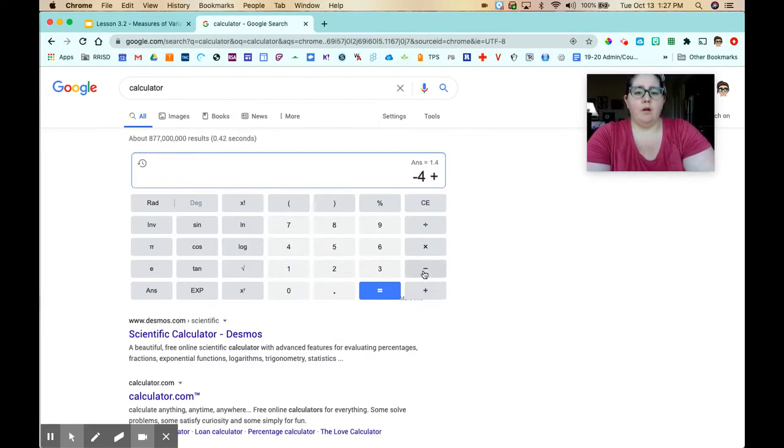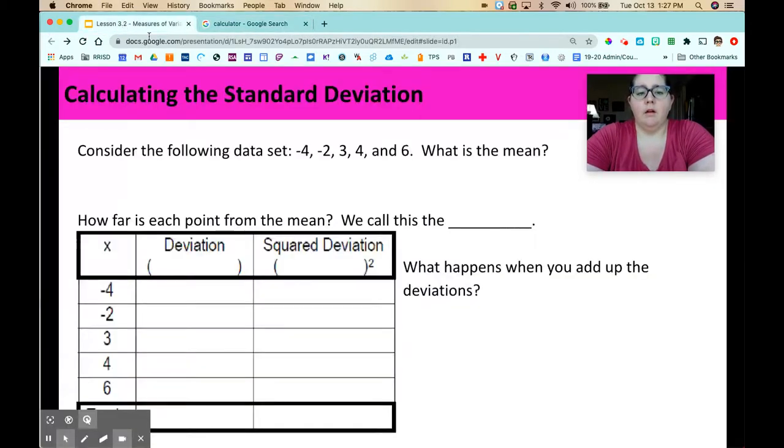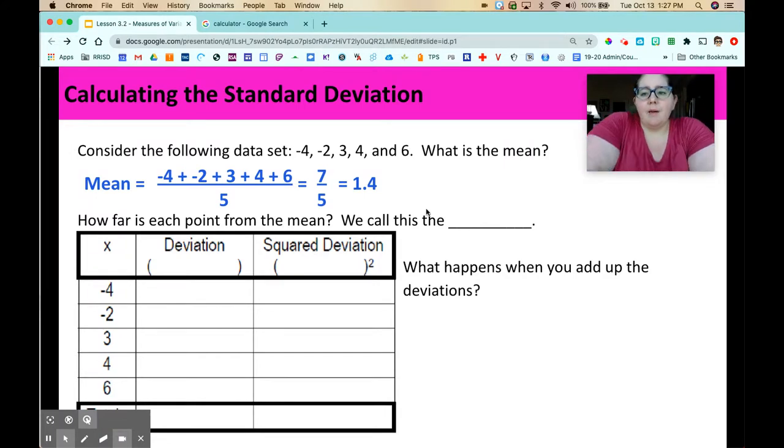So -4 plus -2 plus 3 plus 4 plus 6 gives me a total of 7. And then I'm going to divide that by 5 because there were 5 numbers in my list. And I get a mean of 1.4. Right? So I'm finding the average. Then my next step for standard deviation is to find what we call the deviation.